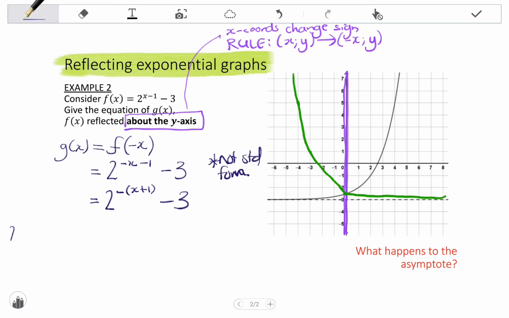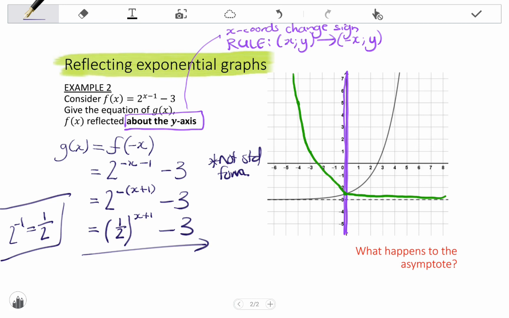Now remember, if we have a base with a negative exponent, we can rewrite that as 1 over 2 to the positive exponent, which is what we are going to do here. So our base is going to change to a fraction. So instead of 2 to the negative 1, we have a half. Remember that if our base is a fraction, we must write it in brackets, and then we are left with x plus 1 in the exponent, and we don't have to write that in brackets. Then minus 3, and what we have there is in standard form and thus acceptable.